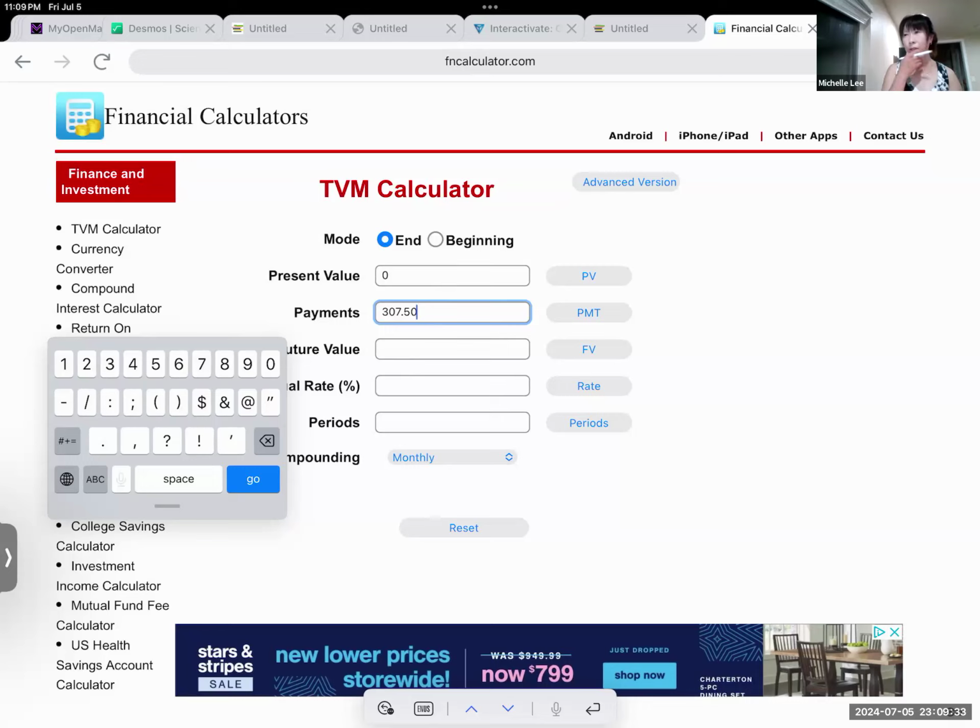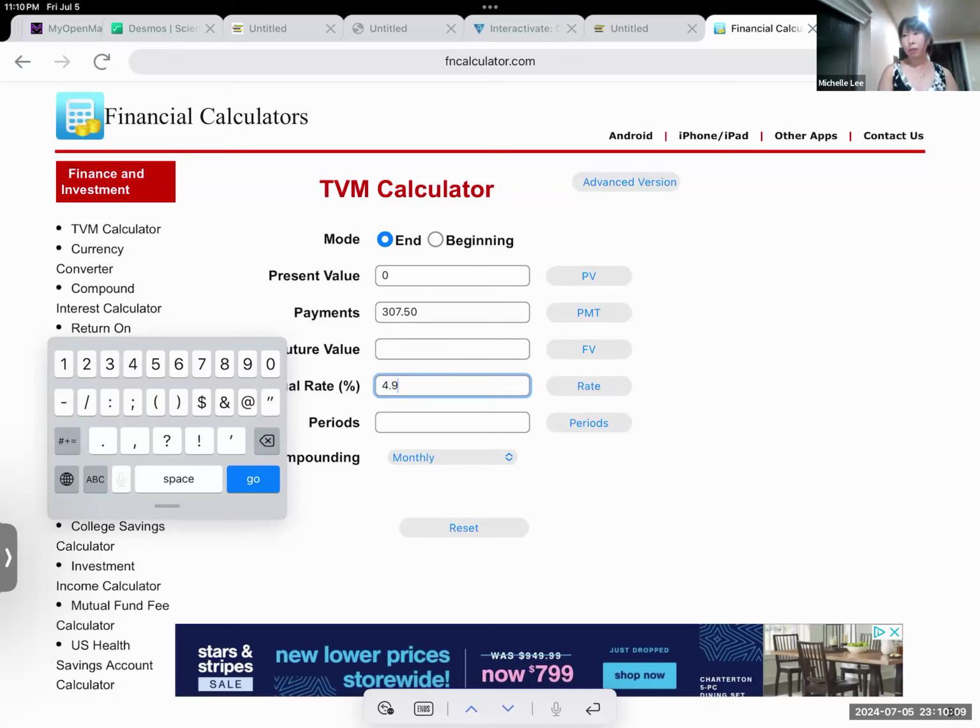And then future value, that is what we are looking for, right? So I can annotate it, I'll do it later. We will click that later on. The rate, looking at this one is in percent, so we don't have to convert to a decimal. So it's 4.9%.